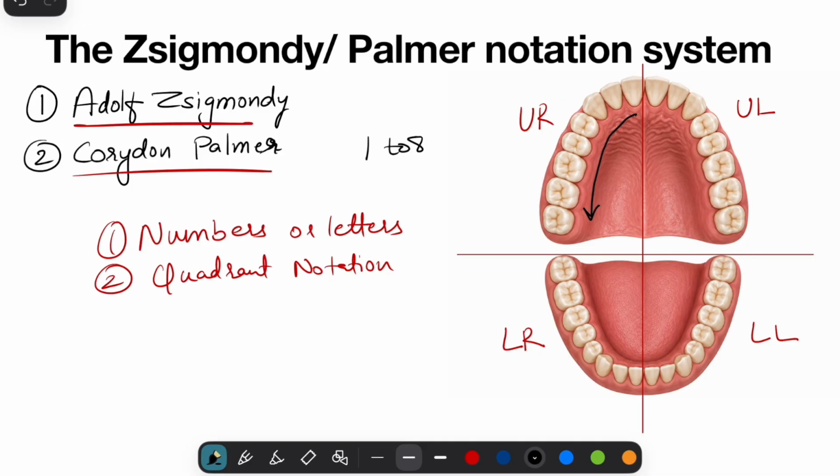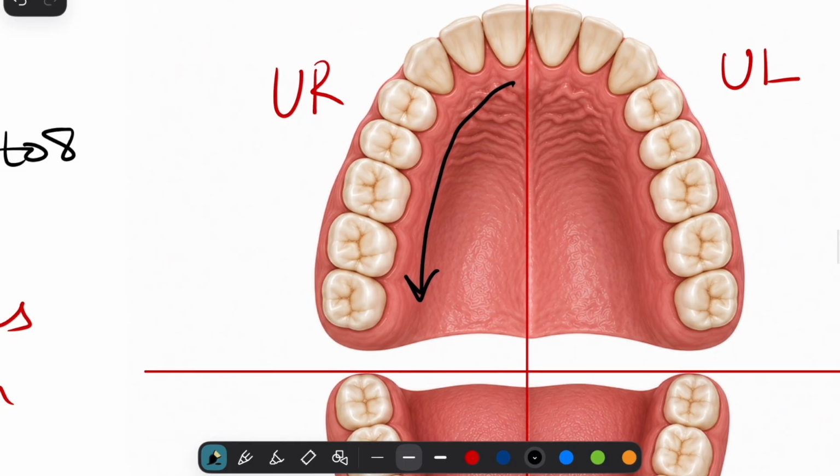Now let's understand what each number represents. I'll just zoom in on this picture. So central incisor is number 1, lateral incisor number 2, canine number 3, first premolar number 4, second premolar number 5, first molar number 6, second molar number 7, and third molar number 8. Very easy to remember because numbering always starts from the center, from the midline, and it's going to move posteriorly. Okay.